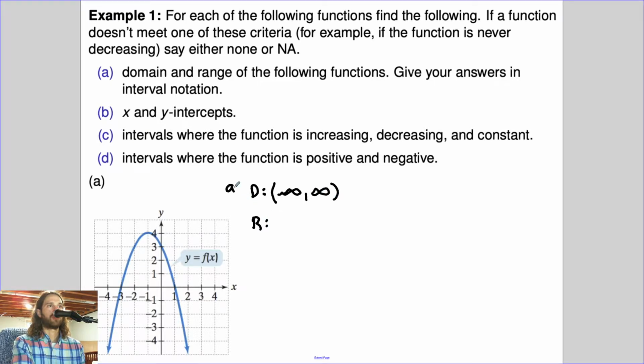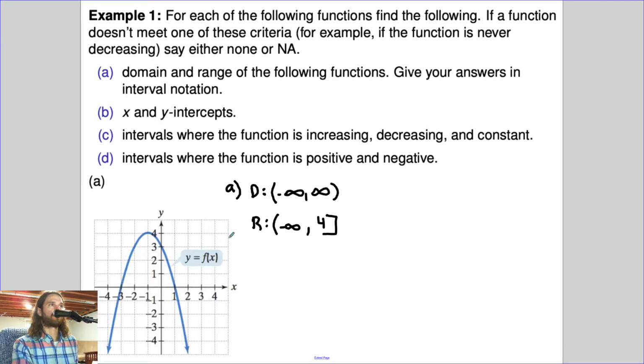Now let's do the range. The lowest possible y value for the range. It appears it goes down forever, so there is no lowest possible value. It's headed off towards negative infinity, and the highest possible value for the range, it looks like it does reach 4, so it goes up to 4, and since it turns around at that point, we can assume that it hits that point, which means we can use a bracket.